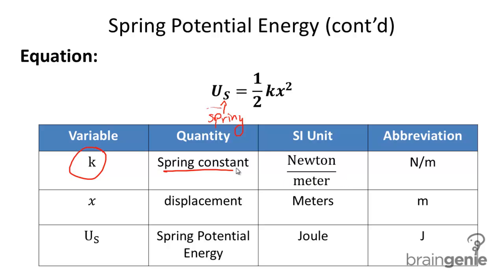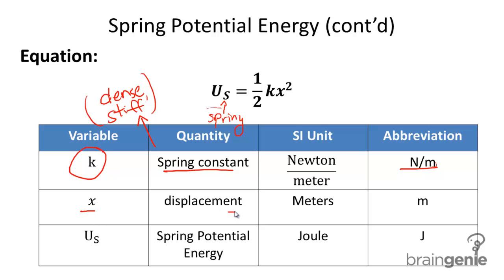It is a measure of how dense, right, or how stiff the spring is. Okay, these are two good words to think of: how dense and how stiff the spring is. The denser and the stiffer, the more difficult, the more work you have to do to actually compress or stretch the spring. The units are newtons per meter.